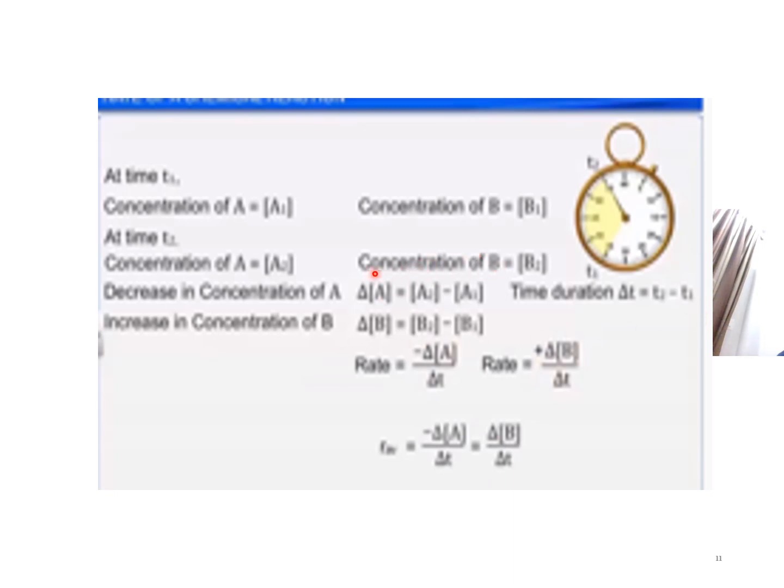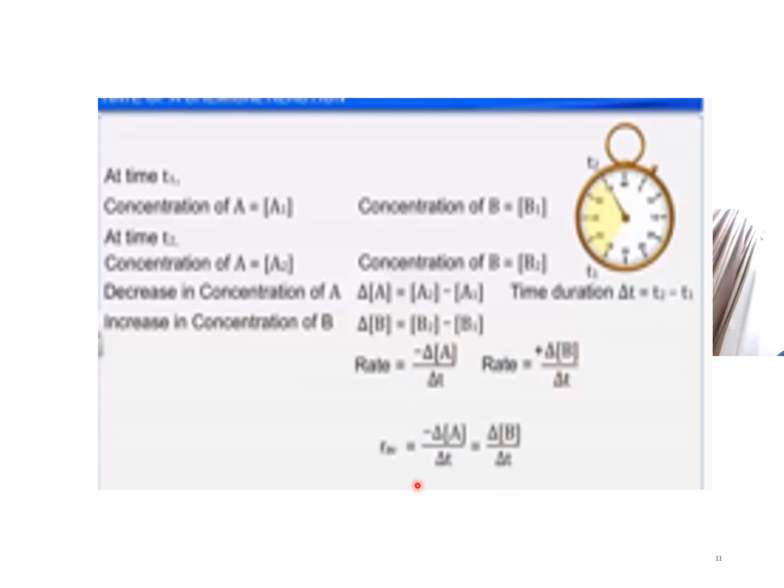Similarly, for the product B, what is happening? The concentration is increasing. Let's say the concentration of B initially is B1. Then as the reaction progresses, the concentration of B changes to B2. So the rate of change of concentration will be B2 minus B1 upon delta T. B2 minus B1 is the increase in concentration of B. So rate will be equal to minus delta A by delta T, or plus delta B by delta T. The rate is equal to minus delta A by delta T, which is equal to delta B by delta T.